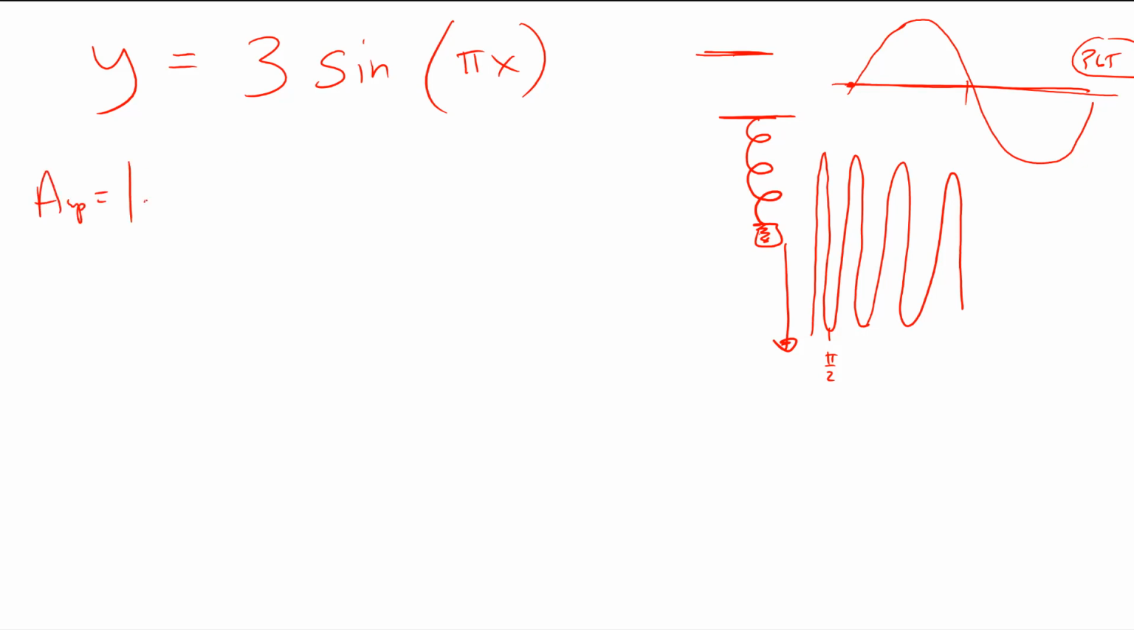Amplitude. Amplitude is absolute value of A. Absolute value of 3 is 3. Given. Good. Period. Period is 2 pi divided by b. In this case, that's exactly what I want right there. It is going to be divided by pi. In this case, the pi's cancel. And we got ourselves just a good old-fashioned 2 along my x-axis. That's how you get rid of those things.